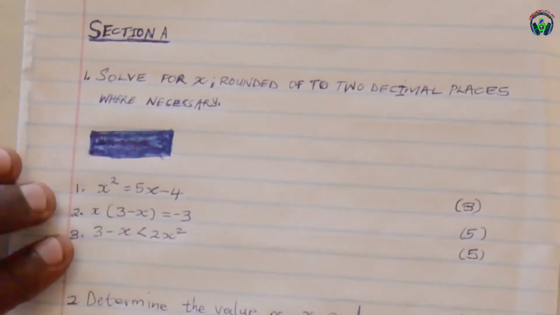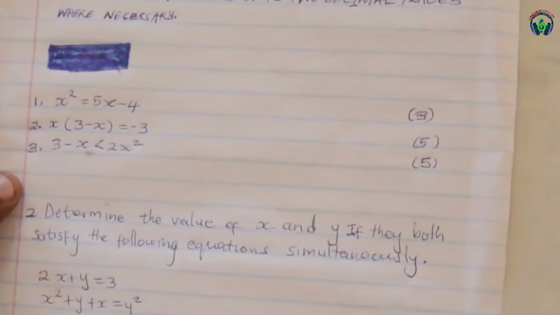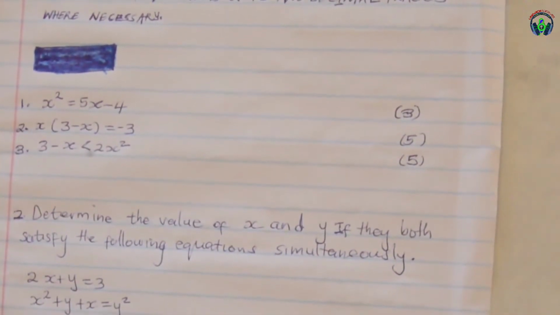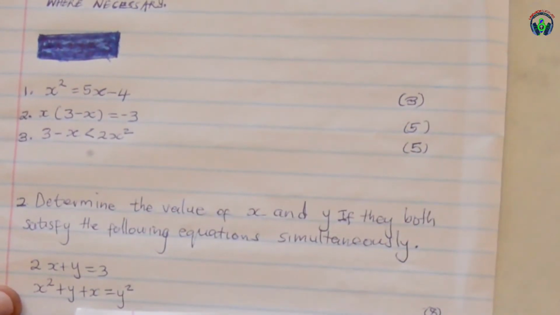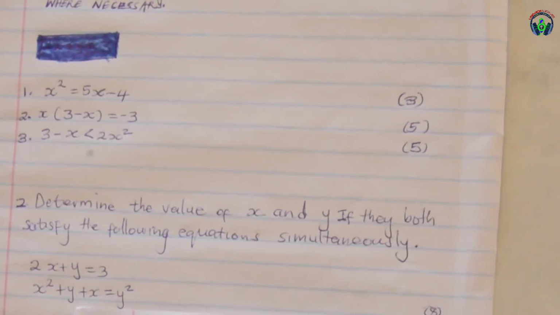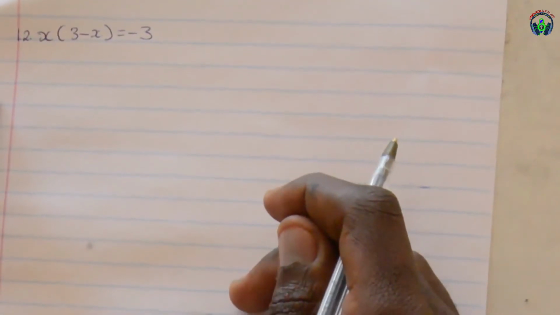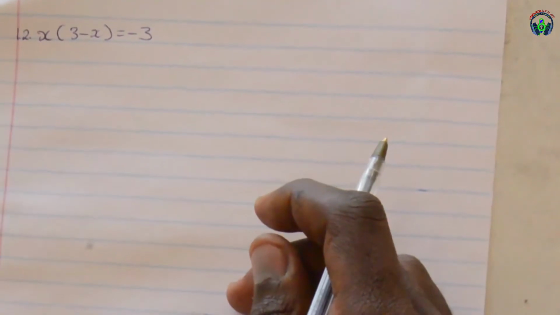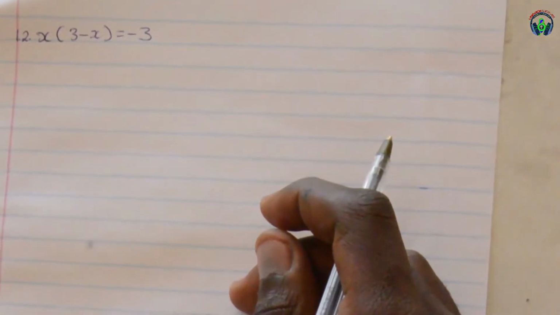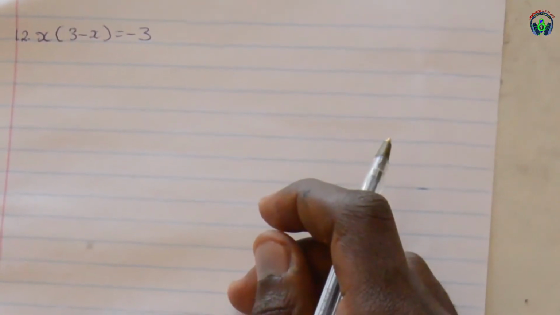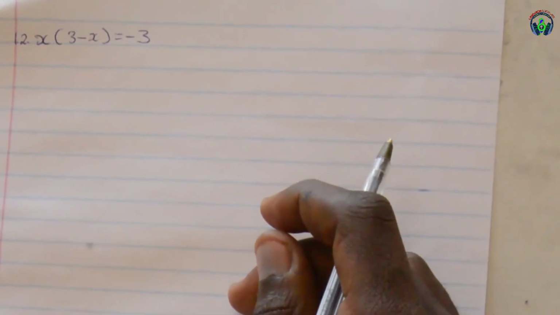Let's move on to question 2. x into 3 minus x equals minus 3. This is question 1.2 of your maths paper 1 examination question paper, and many a time it will require you to know the quadratic formula, because it's going to be a question that will require you to write your answer to 2 decimal places.